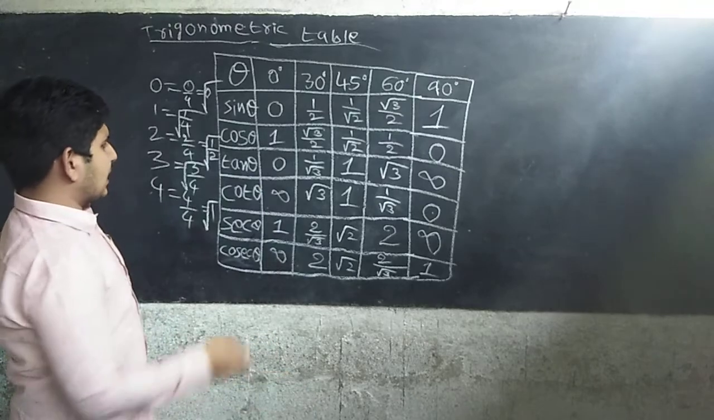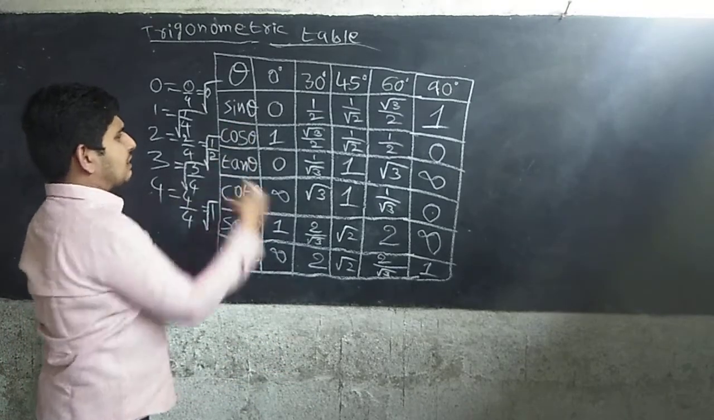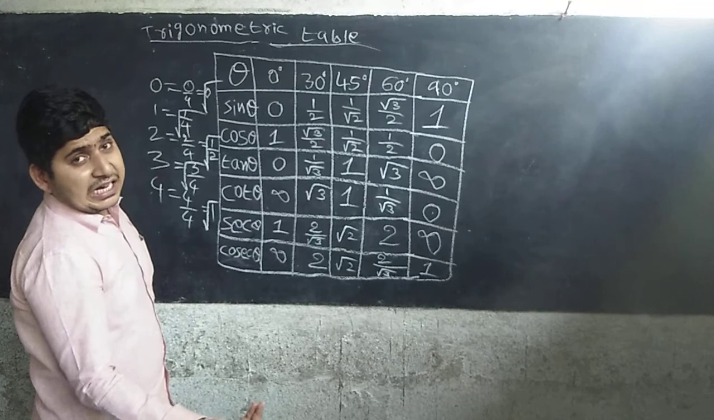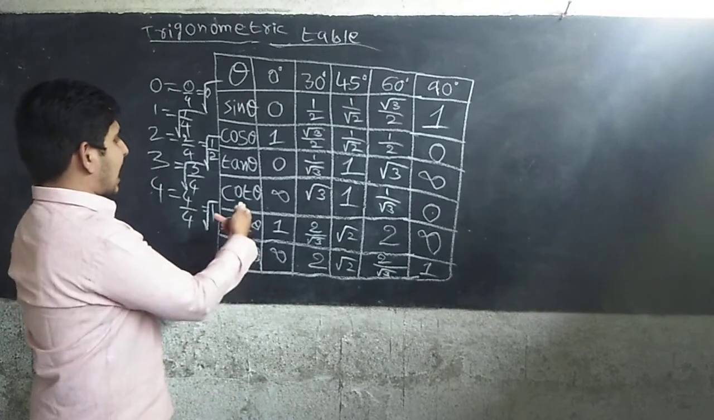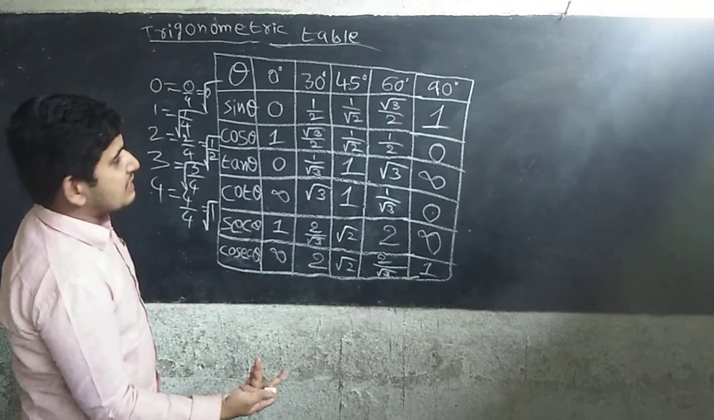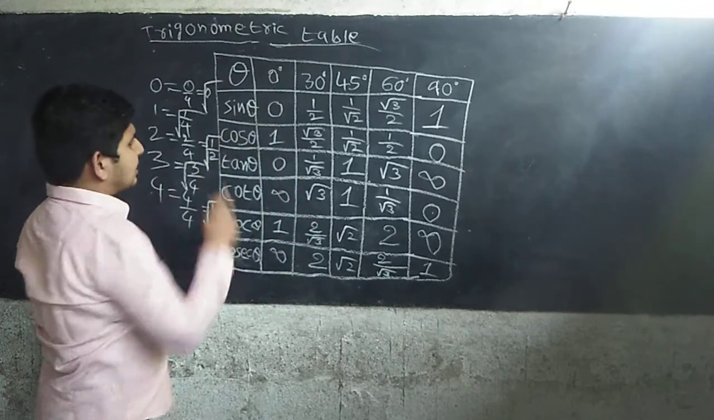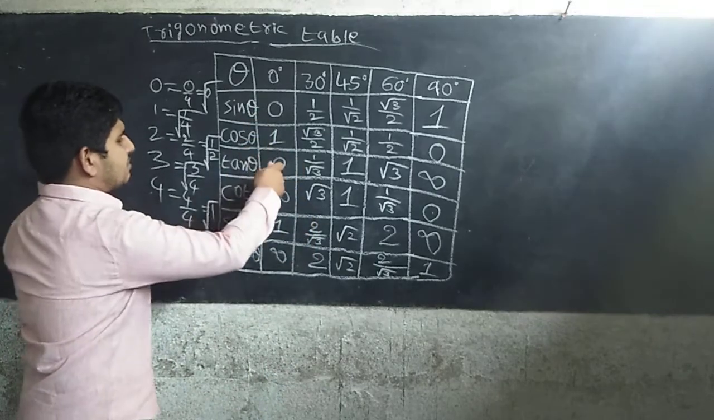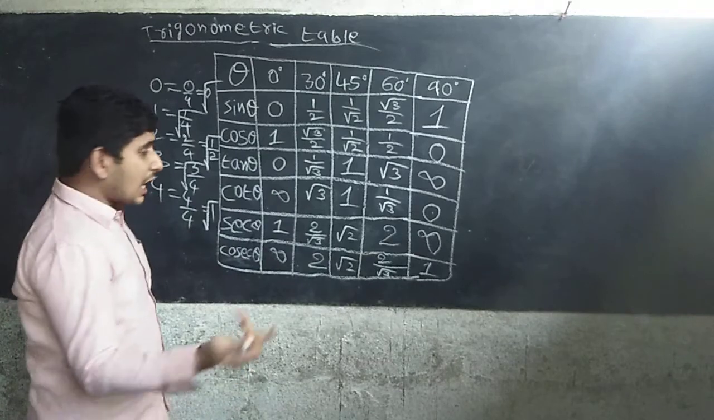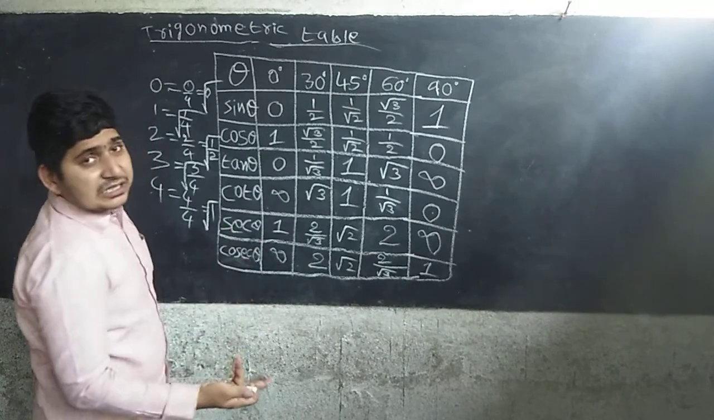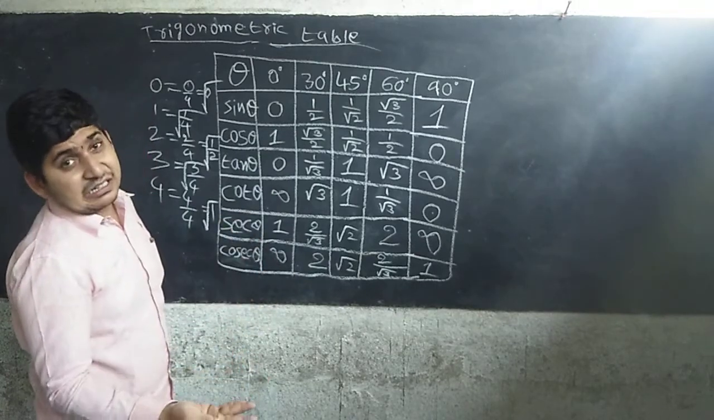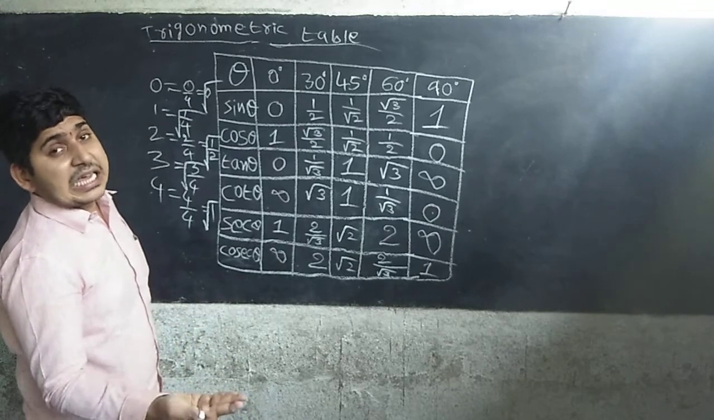Because tan theta equals sin theta by cos theta. So, for example, we want to find tan 0 degree. Tan 0 degree is equal to what? Sin 0 by cos 0. That is 0 by 1 equals 0. Okay, cot 0 means what? Cos by sin. Cot 0 degree is cos 0 degree by sin 0 degree.